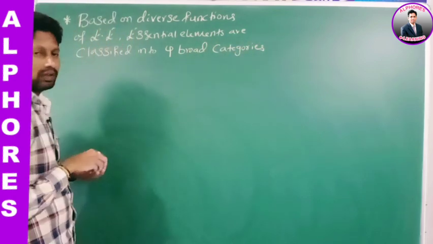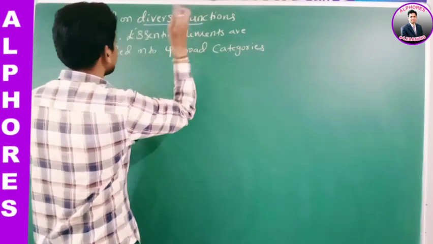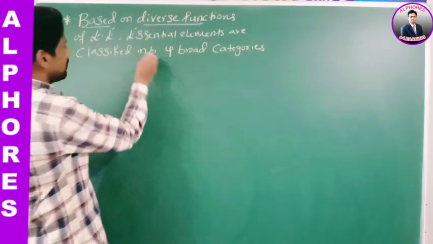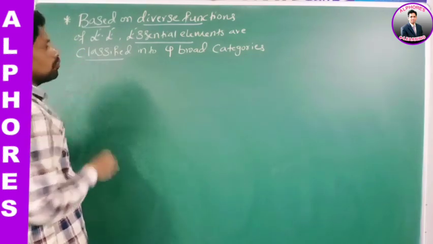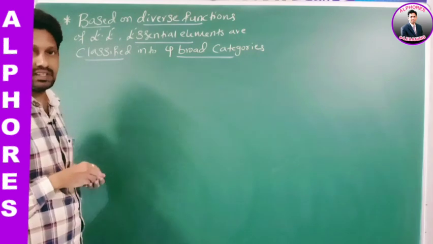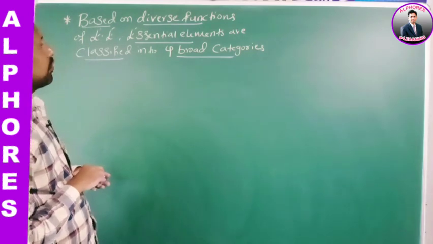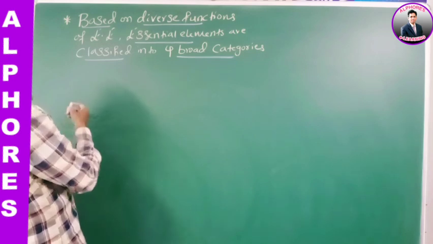Is this statement okay? Right. Sir, based on what, sir? Based on diverse functions. What are classified? Essential elements are classified into how many broad categories, sir? Four broad categories. Okay. Sir, what are these four broad categories? Number one, go for the first one.